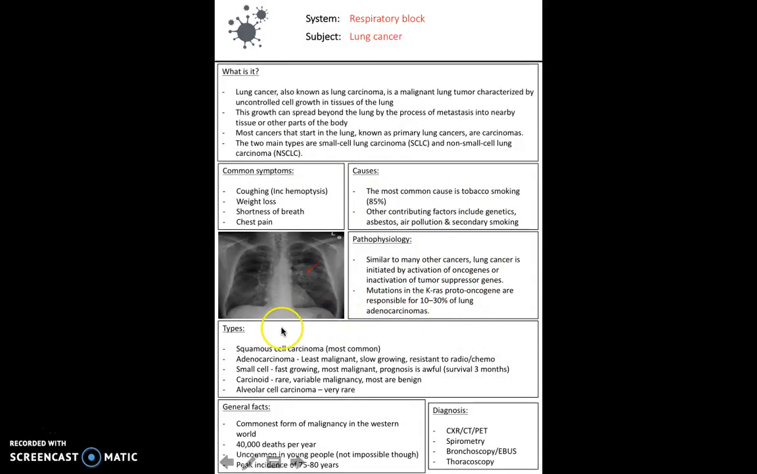So again, this is just a brief look at the different types of lung cancer. You need to be aware of it in much more detail. So you've got squamous cell carcinoma, these are the most common. Adenocarcinomas, so these are the least malignant, slow growing, but they're quite resistant to radio and chemotherapy. You've got small cell carcinomas, so these are fast growing, these are malignant, and the prognosis is absolutely awful for a small cell lung cancer.